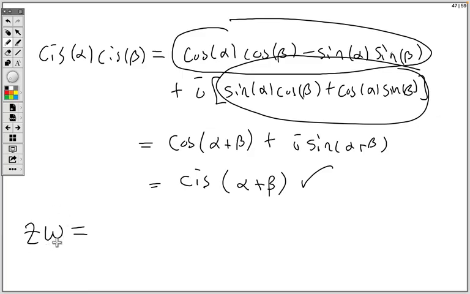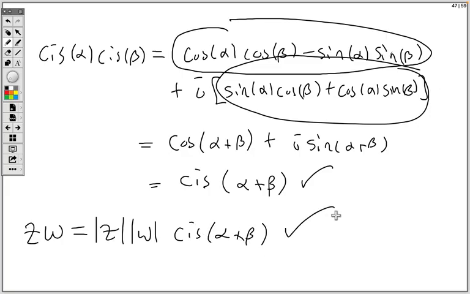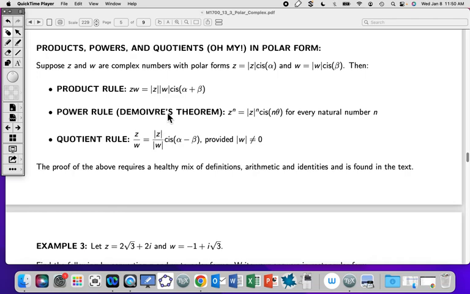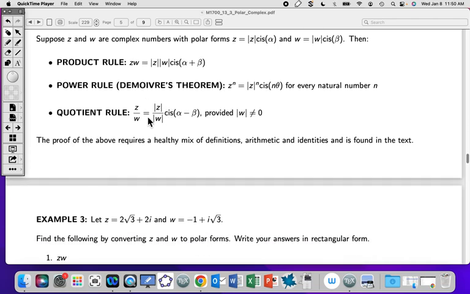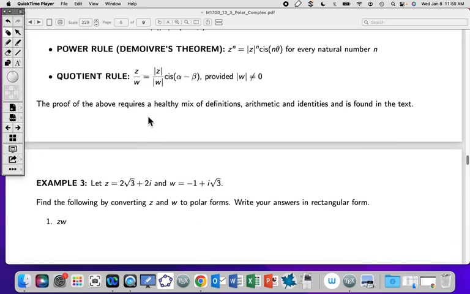If you want to multiply z and w, you multiply the moduli and you add the arguments. Okay? It's a two-step process, right? Two-step process. Okay, and the power rule and the quotient rule follow directly then from that.